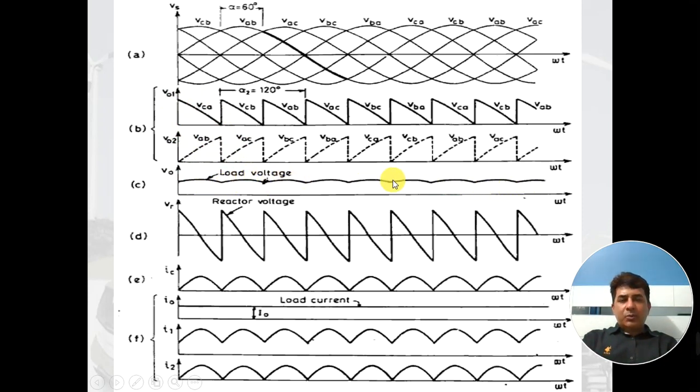This load voltage is almost constant, and it is only possible because of the presence of the reactor. This is the reactor voltage which keeps on regulating this load voltage, and this is the circulating current which flows. It cannot be made zero, but yes, it can be minimized with the help of reactors, and the load current more or less remains constant. This is the current through converter 1, this is the current through converter 2.